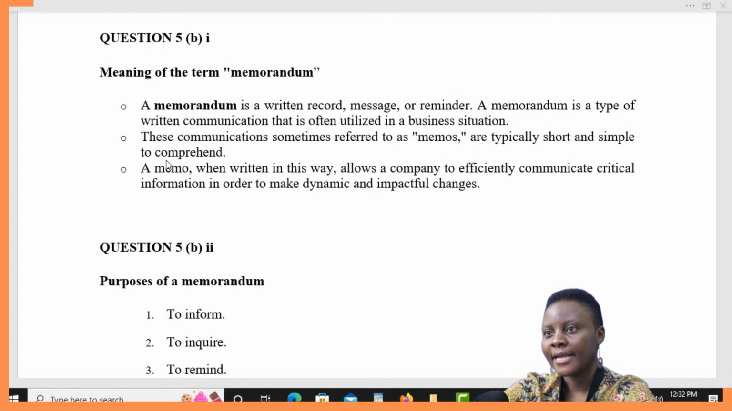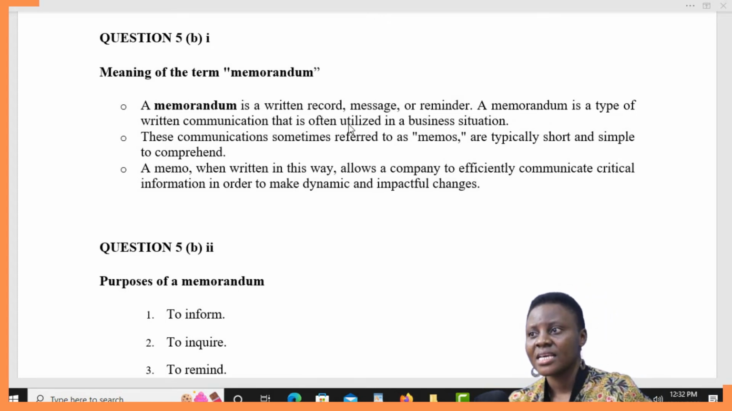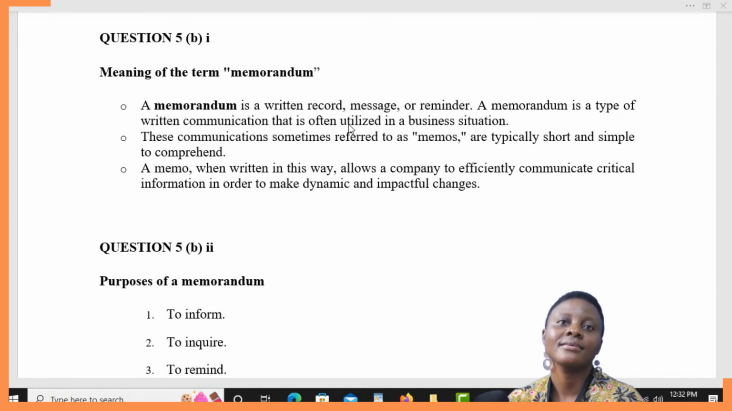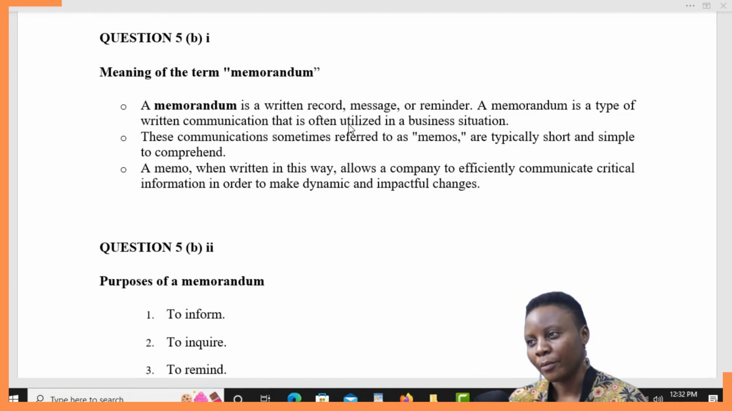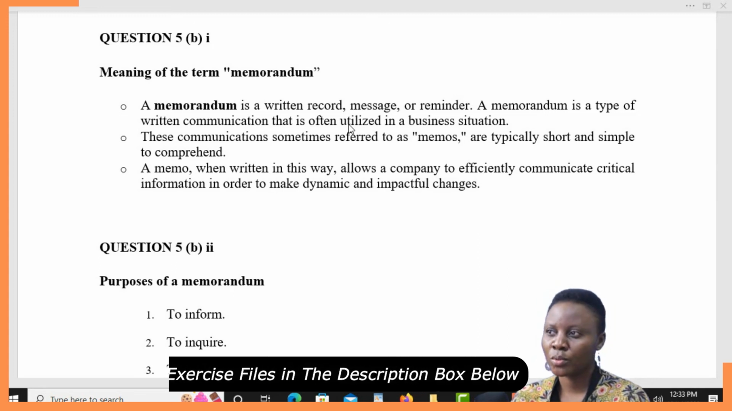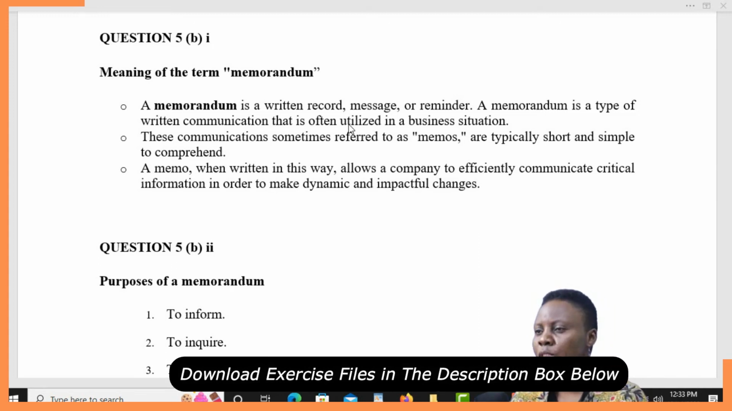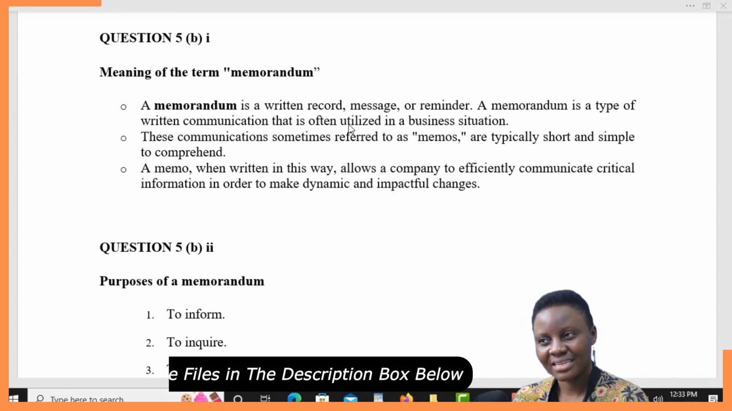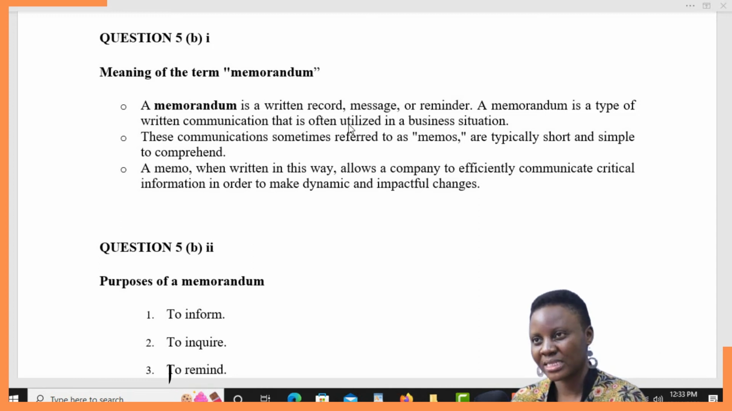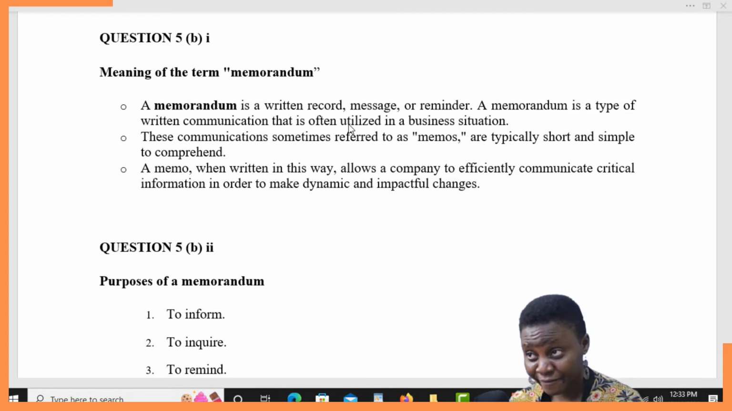And it is a type of communication that is often utilized in business situations, mostly referred to as a memo, and it is always short and simple. That is a very brief meaning or a brief definition of what a memo or memorandum is. So this is a type of communication media that is mostly used in organizations, or can also be used in institutions, name it. So it's normally short and simple and on point. It's always brief because it does away with unnecessary details and data. It just goes straight to the point, and that is the reason it's always short, brief, and simple.